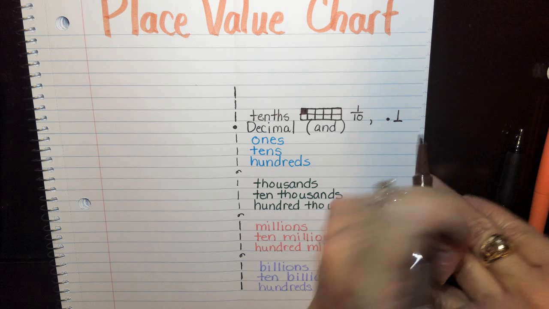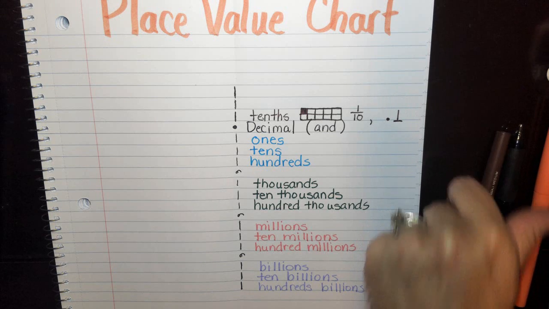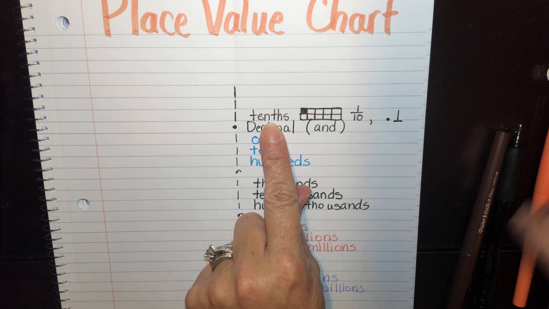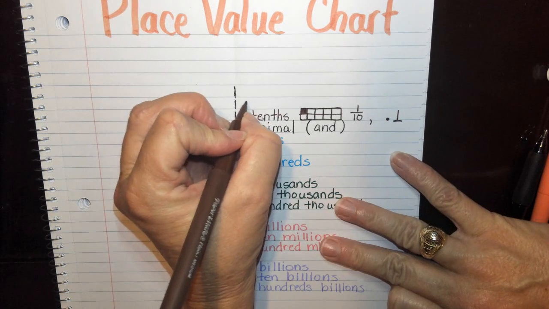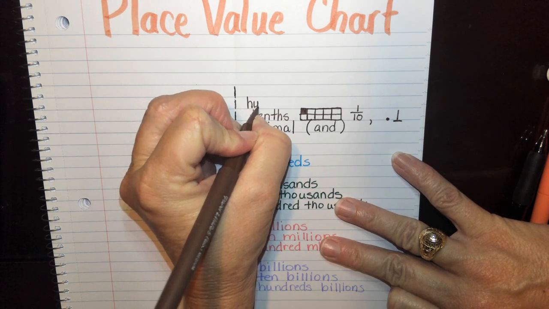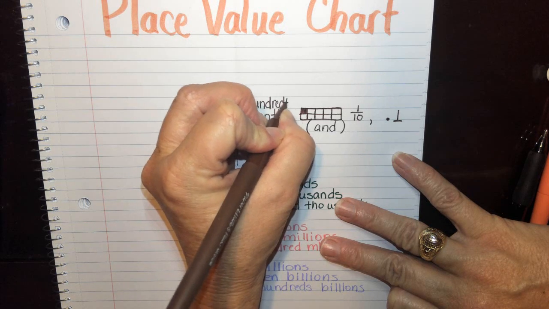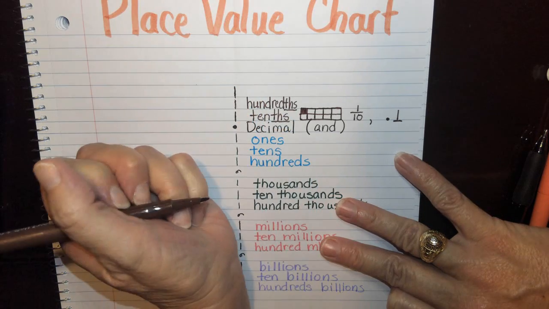And just remember, if I'm going too quickly for you, you can always pause the video and catch up. So the next place value that we're going to talk about is the hundredths place. And the hundredths place, we're going to go ahead and write that. Remember, these all have a THS at the end. Hundredths, because they're part of the whole.